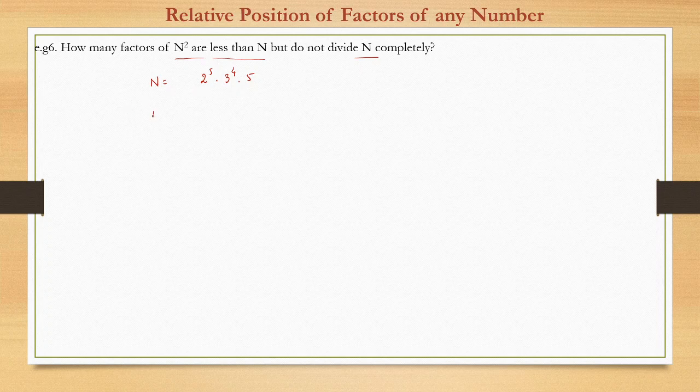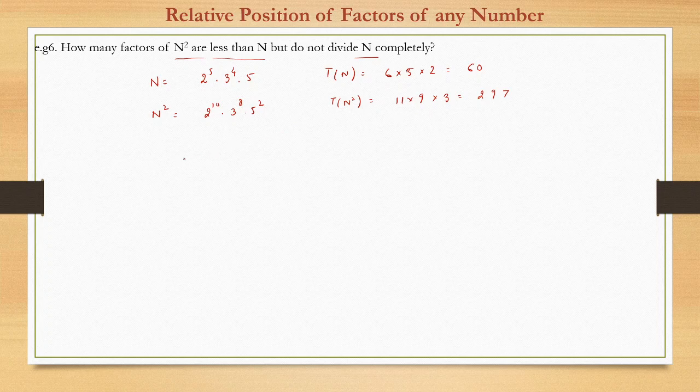So n square would be 2 raised to power 10 into 3 raised to power 8 into 5 square. What is the total number of factors of n? It would be 6 into 5 into 2, which is 60. And the total number of factors of n square would be 11 into 9 into 3. So 297 would be the product.